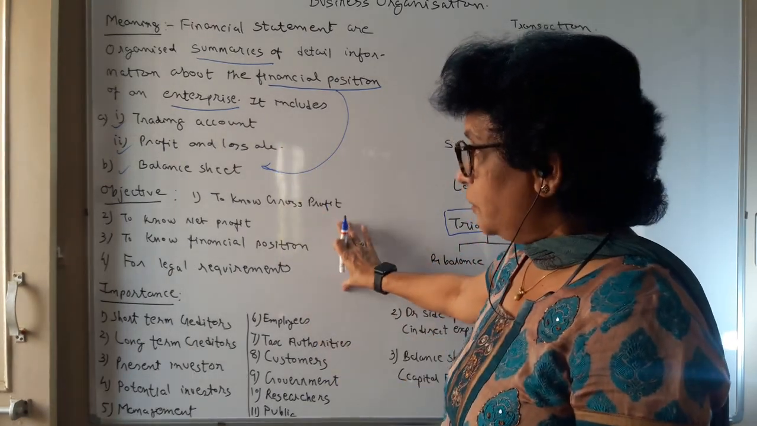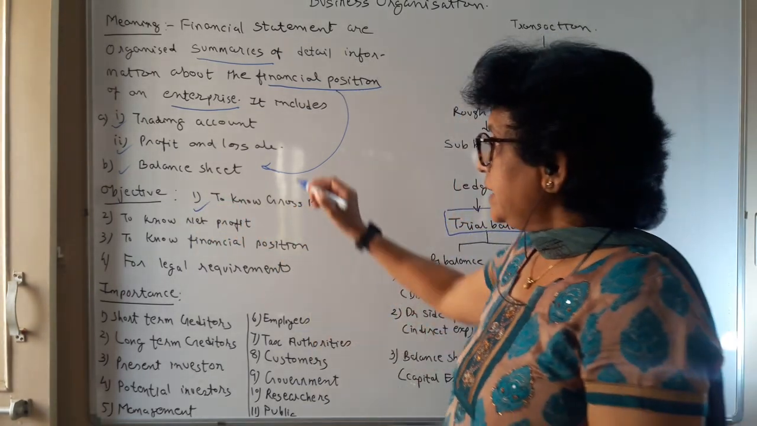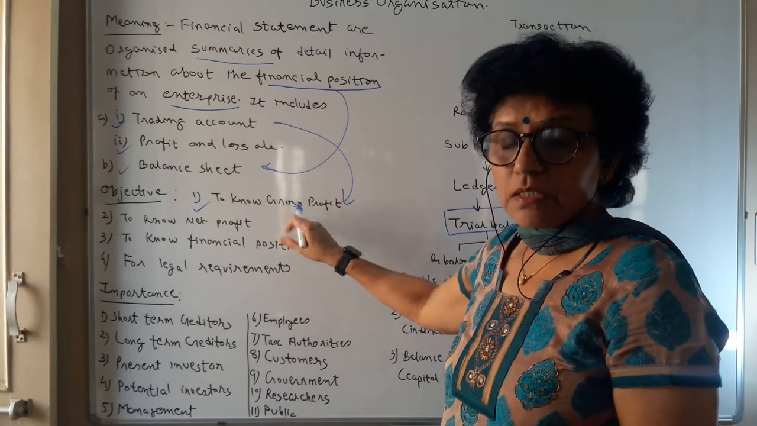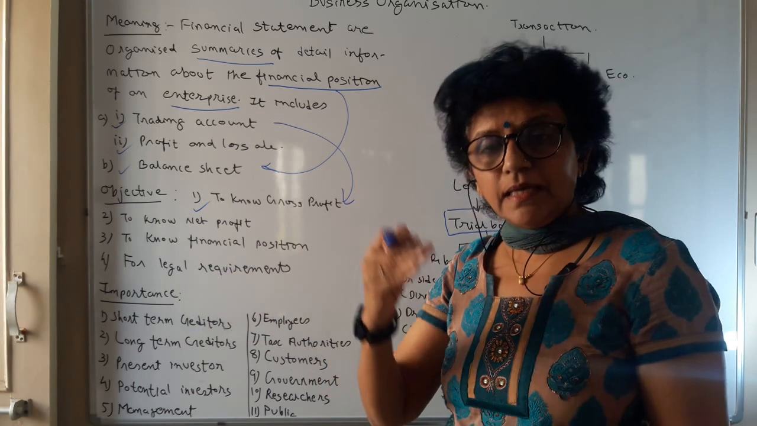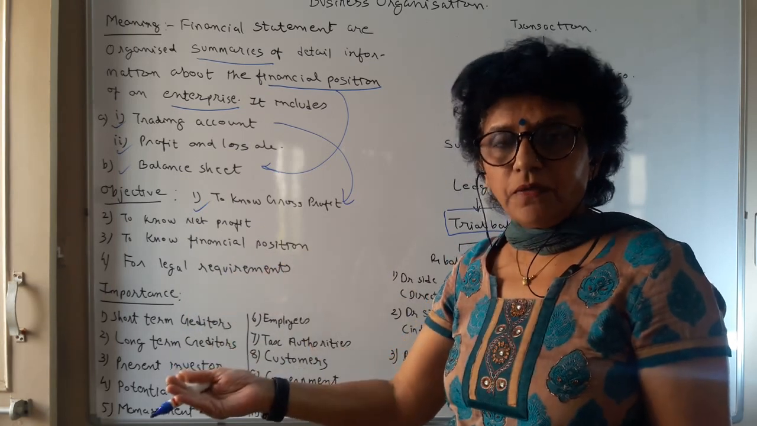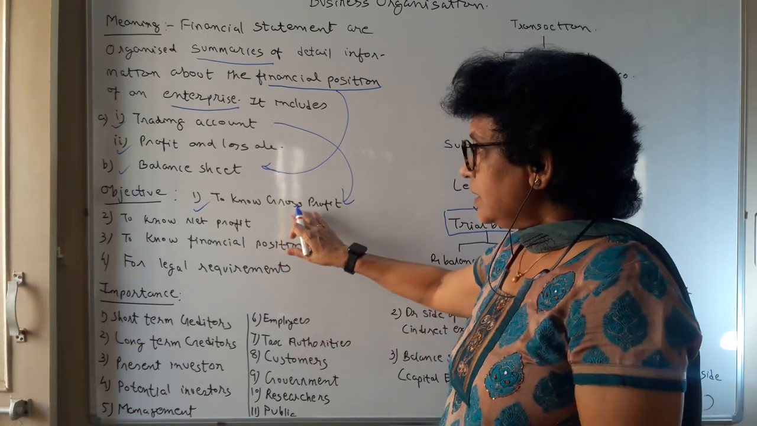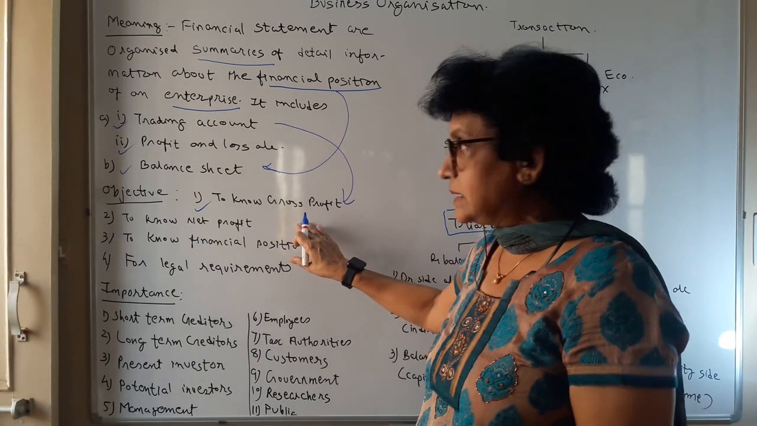So what are the objectives? The very first is to know the gross profit. The trading account tells us about gross profit. What is the gross? Gross means trading activity related profit. Direct activity related profit. What does the trader do? Buying and selling. So trading account talks about only buying and selling activity and its result.